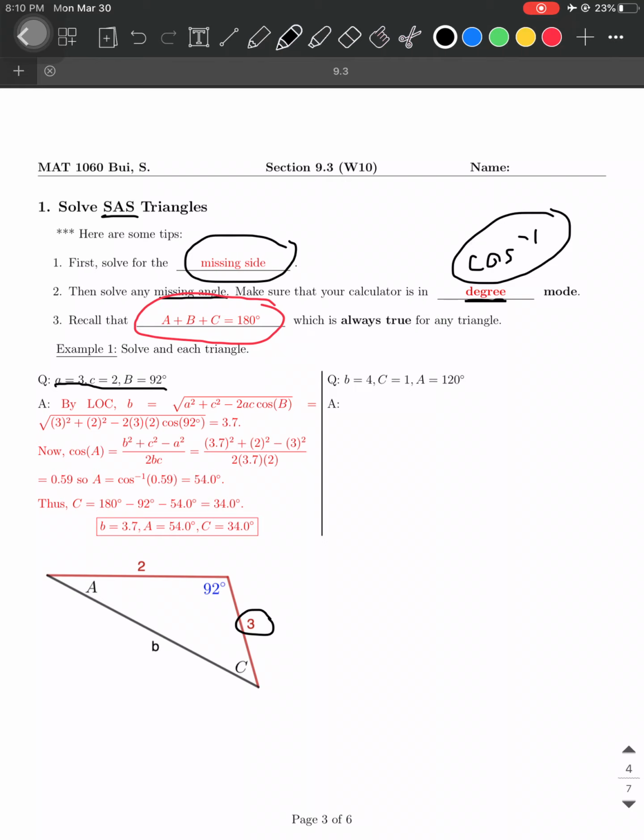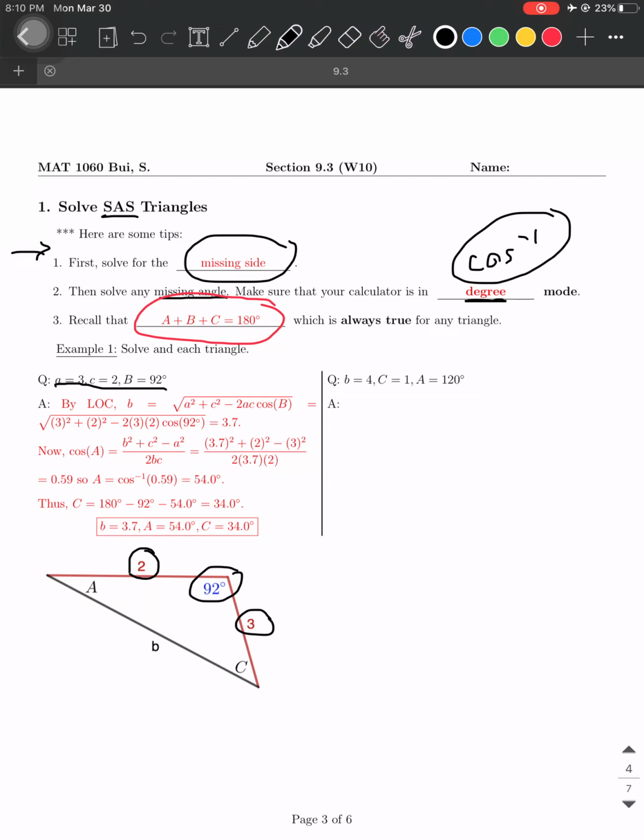So we have letter C is 2, and we also know that the big B, the angle in here, is 92. And to solve for the triangle, that means that we have to look for big A, big C, and little b. Okay, so again, we have to find the missing side first. That's our first step. How can we find a missing side?